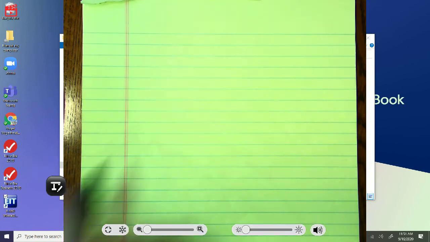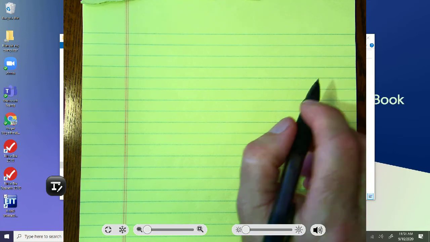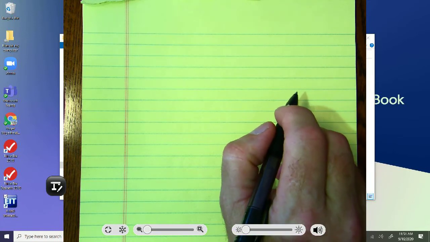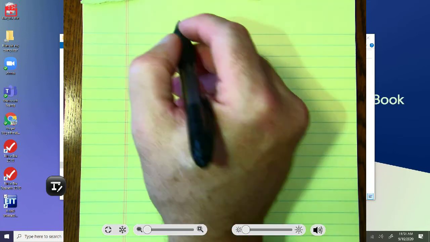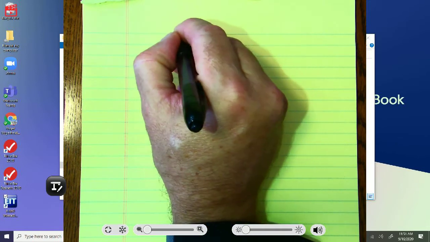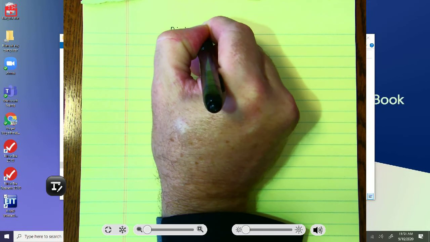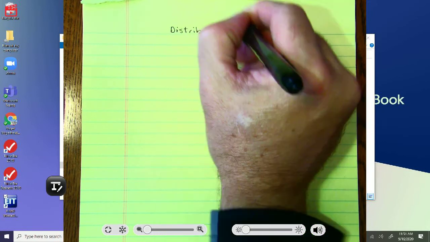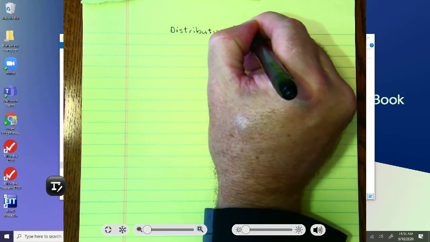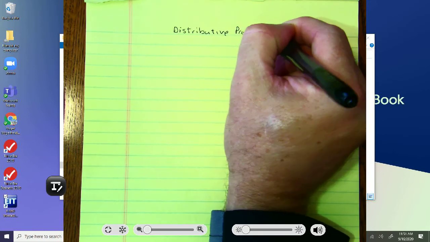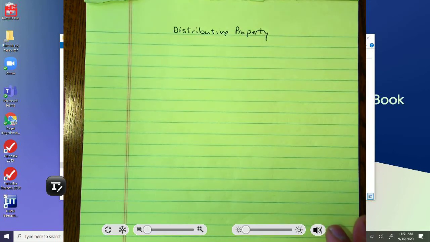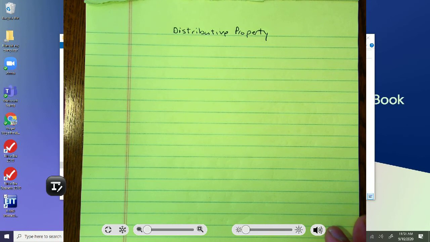Alright, we're going to start on something as we begin working this unit on solving equations, but I want to go back and do some review on the distributive property. I know you've spent a lot of time on that in middle school, and you're probably fairly proficient in it, so this will be quick and we'll work right through it.